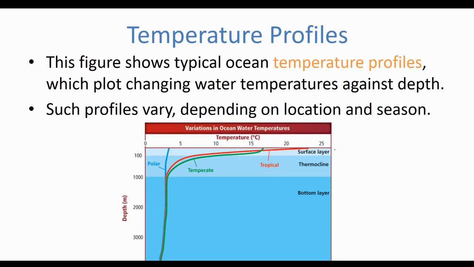So we can see that we have a surface layer, a thermocline, and a bottom layer. In our polar region, we can see that on the surface, it does not get very warm at all. But if you look over at our red tropical water, we can see that the surface layer is going to be fairly warm. You can also see how the temperature changes as you get deeper.